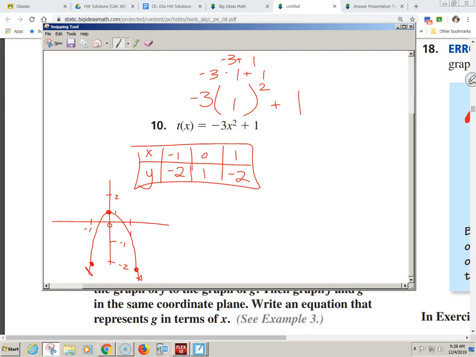Tables and graphs. Okay, be sure that you guys are thinking about the words. Right? You see how it was up there, stretching and the reflection.